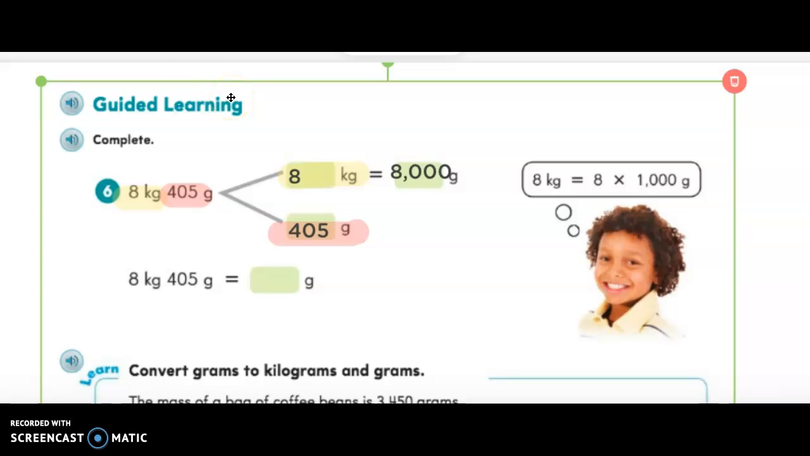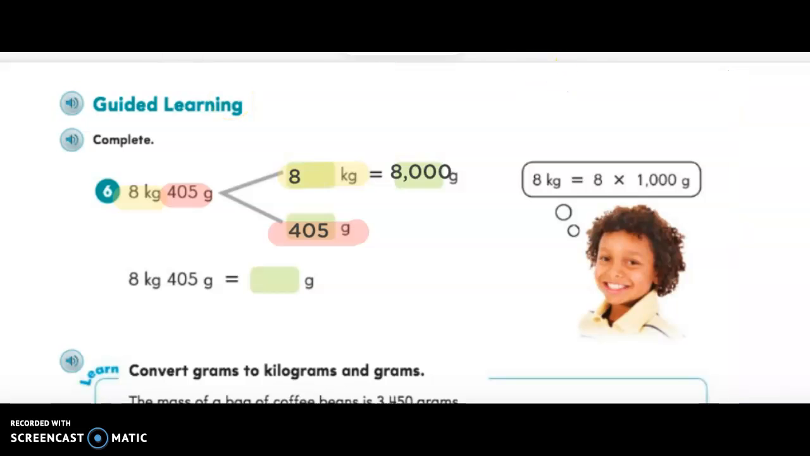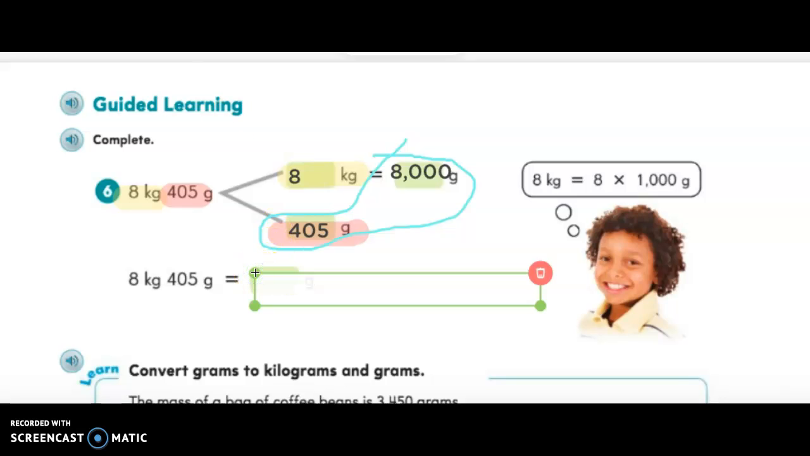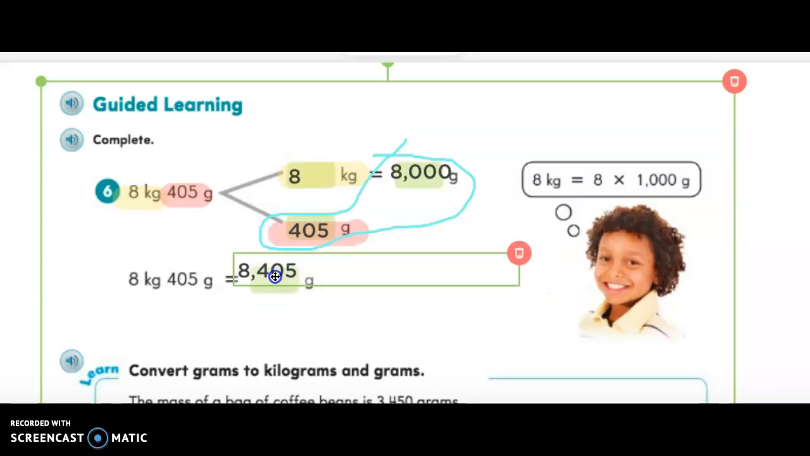And then our last step is to add the two together. So we need to take these two and add them together to get 8,405 grams.